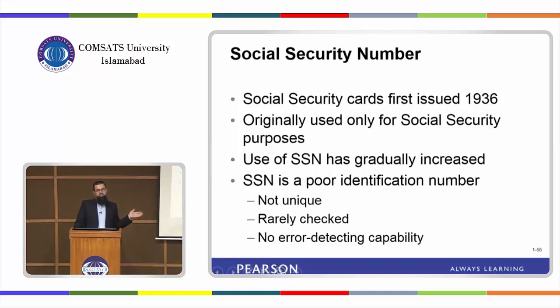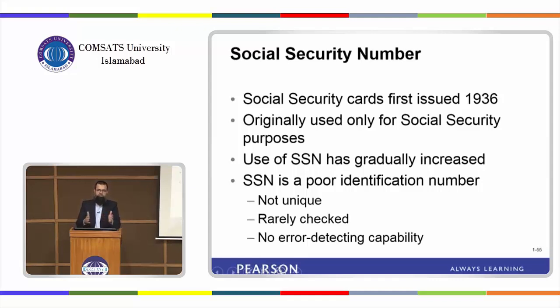But with SSN, the social security number, they have some problems. It was quite possible for two individuals to have the same social security number, because different post offices at that time were responsible to allot the social security number. So by mistake or by intention, it is quite possible that the same number is issued to different individuals. And then there was no mechanism of verification. They just asked people to provide their social security number, and there was no verification.